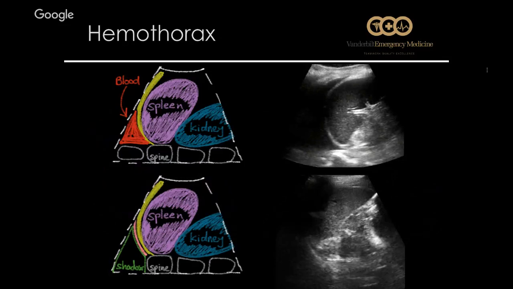So both are left upper quadrant views. In the bottom, we see the spleen with the diaphragm adjacent to it, and we see the lumbar spine come to a stop at the diaphragm, as opposed to the top of the screen where now we're seeing a black wedge of fluid and we're able to see the spine superior to the diaphragm. Next slide.